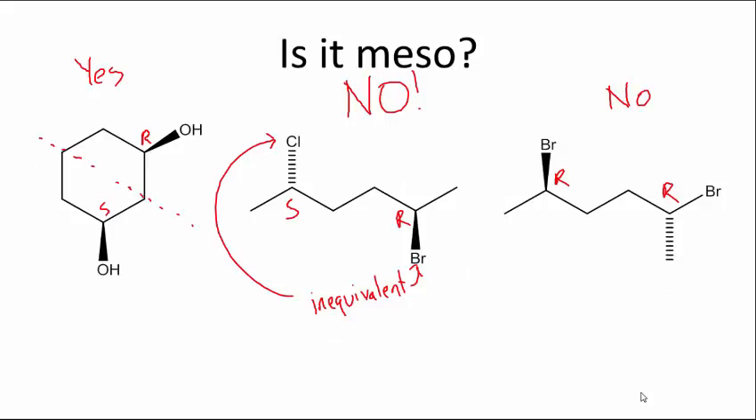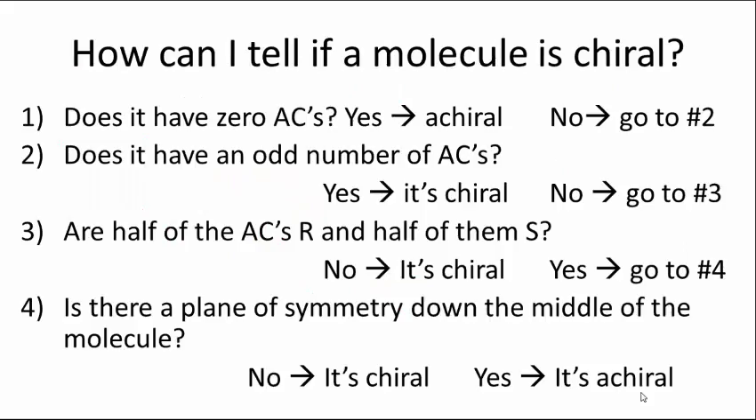When I left off, we were talking about mesocompounds and the idea that occasionally molecules will have multiple stereocenters, but they might be achiral, and we call them mesocompounds. So, how can I tell if a molecule is chiral?